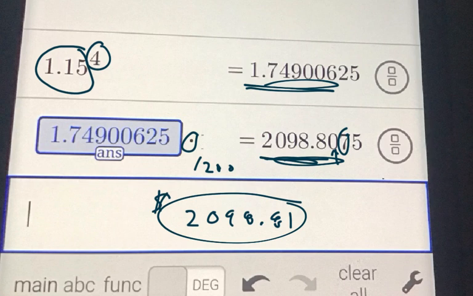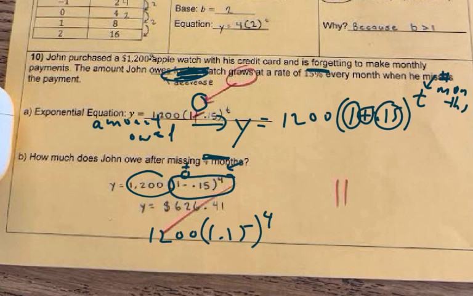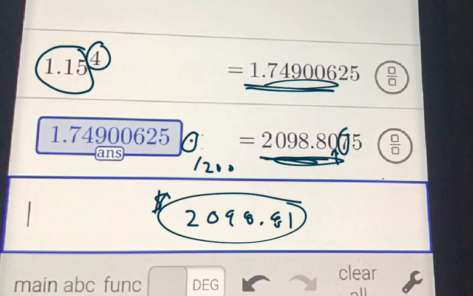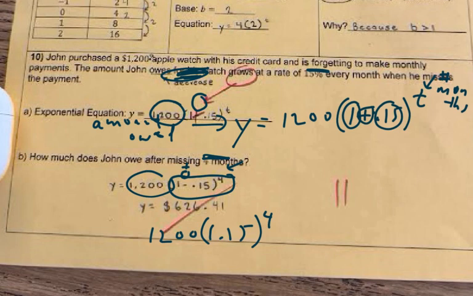So after 4 months, this should be a life lesson, right? When you borrow money, this is the problem. You're literally losing a lot more than you're borrowing, right? So this John here ended up borrowing $1,200, right? Put it on his credit card. 4 months later, that watch now has cost him over $2,000. Okay? So hopefully you understand this basic exponential growth function kind of problem. Okay?